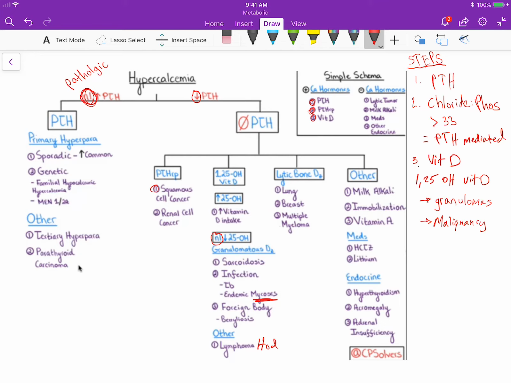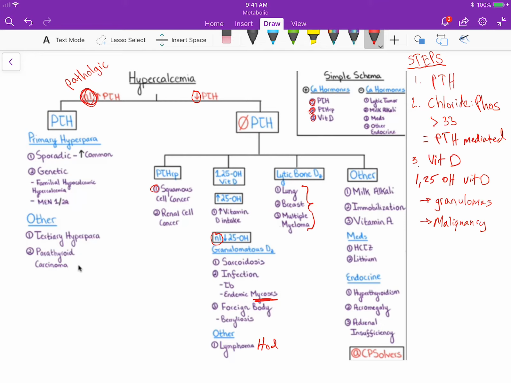Next, if all of these come back negative, parathyroid-related peptide, we have a decrease in our parathyroid-related hormone. This tells us that, and we have normal vitamin D levels, then this tells us we're dealing with more likely one of these other rare causes, or lytic bone disease. And so lytic bone disease, I like the way that the CP Solvers breaks this down into malignancy here. However, there's a couple other bone processes that can lead to hypercalcemia besides just lytic bone disease.